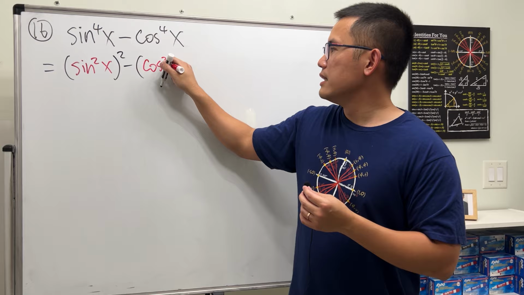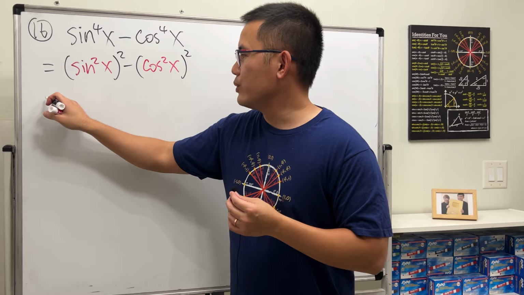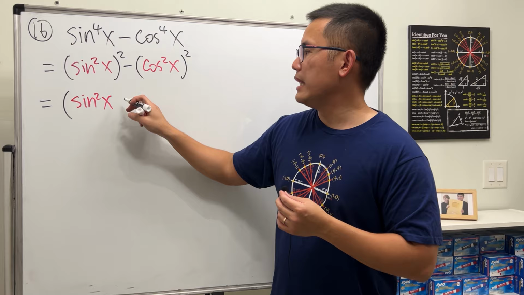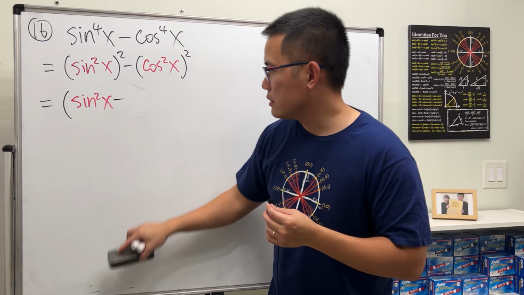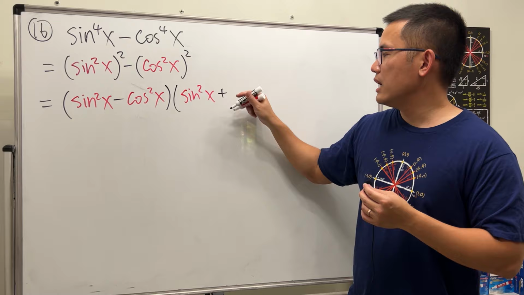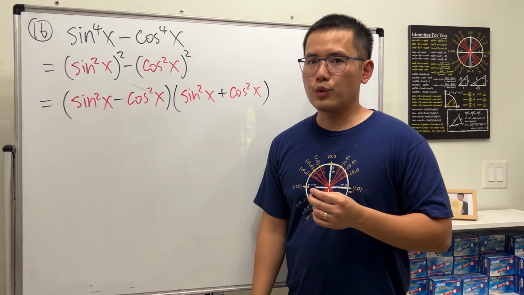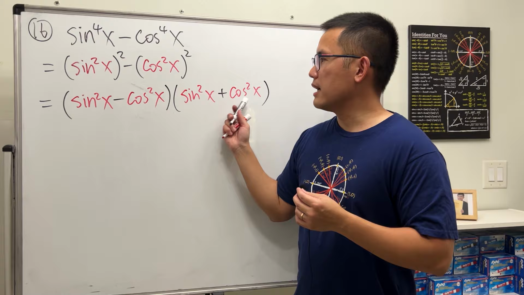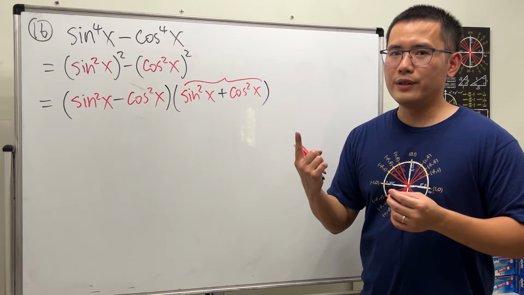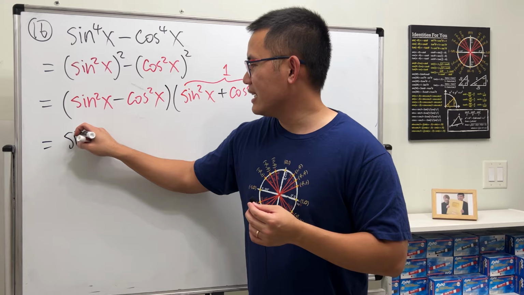Yeah? And then what we can do next is, well, this is just going to be factoring. Difference of two squares. So we can look at this as sine squared x and then minus that, times this plus that. So we have sine squared x plus cosine squared x. Factoring difference of two squares. First minus second times first plus second. And what's so good about this? This is so nice. Because especially this part, sine squared x plus cosine squared x is very nicely equal to 1. So in fact, we're just looking at sine squared x minus cosine squared x.